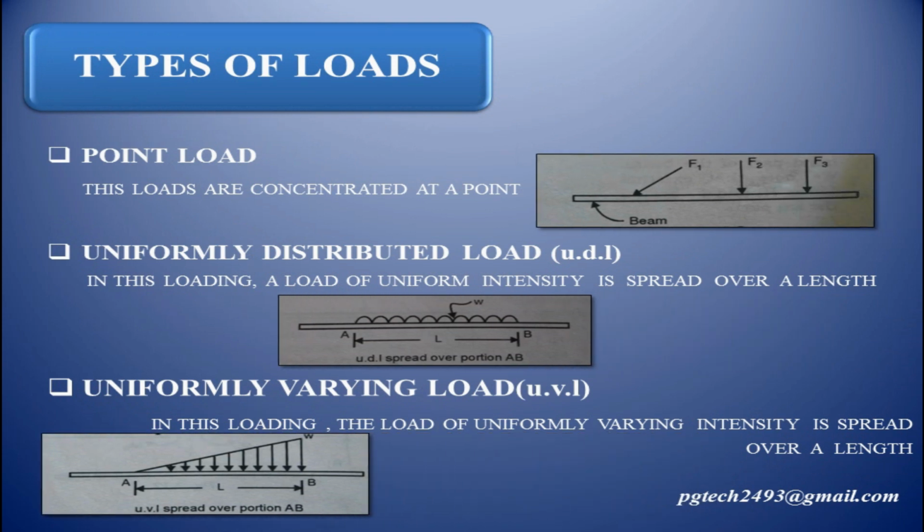Types of loads. Point load. These are the loads which are concentrated at a point. Uniformly distributed load, UDL. In this loading, a load of uniform intensity is spread over a length. UDL can be converted into an equivalent point load by multiplying the load intensity with the length. The equivalent point load acts at the center. Uniformly varying load, UVL. In this loading, a load of uniformly varying intensity is spread over a length. UVL can be converted into an equivalent point load which is equal to the area under the load.